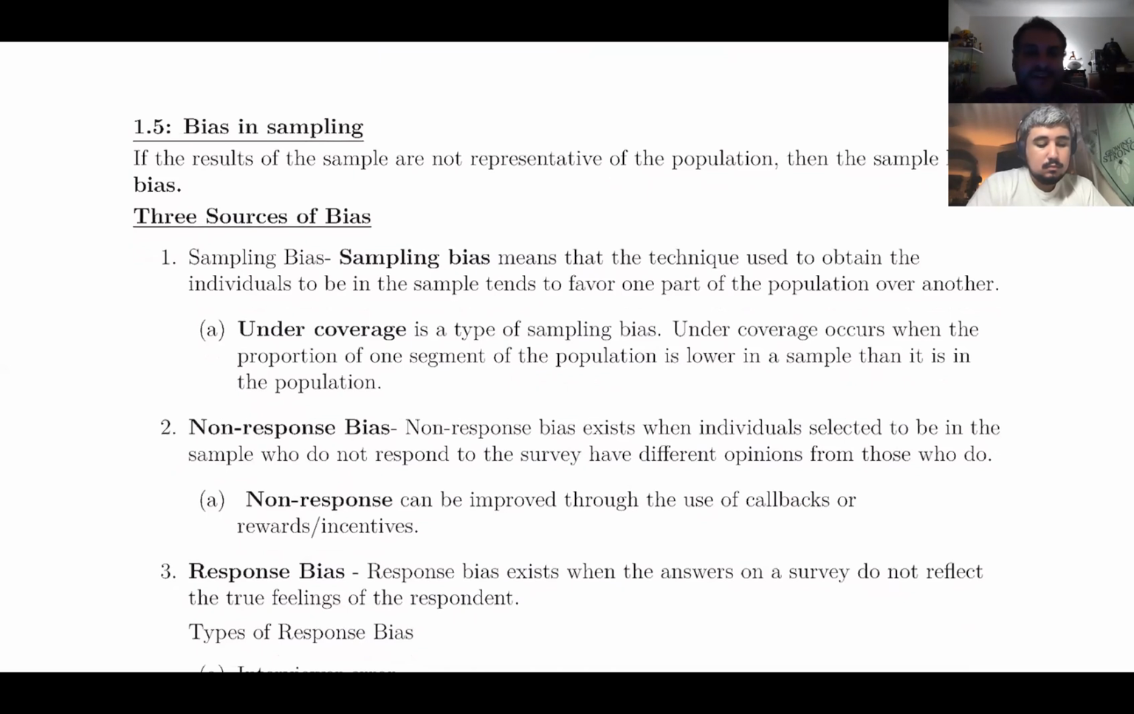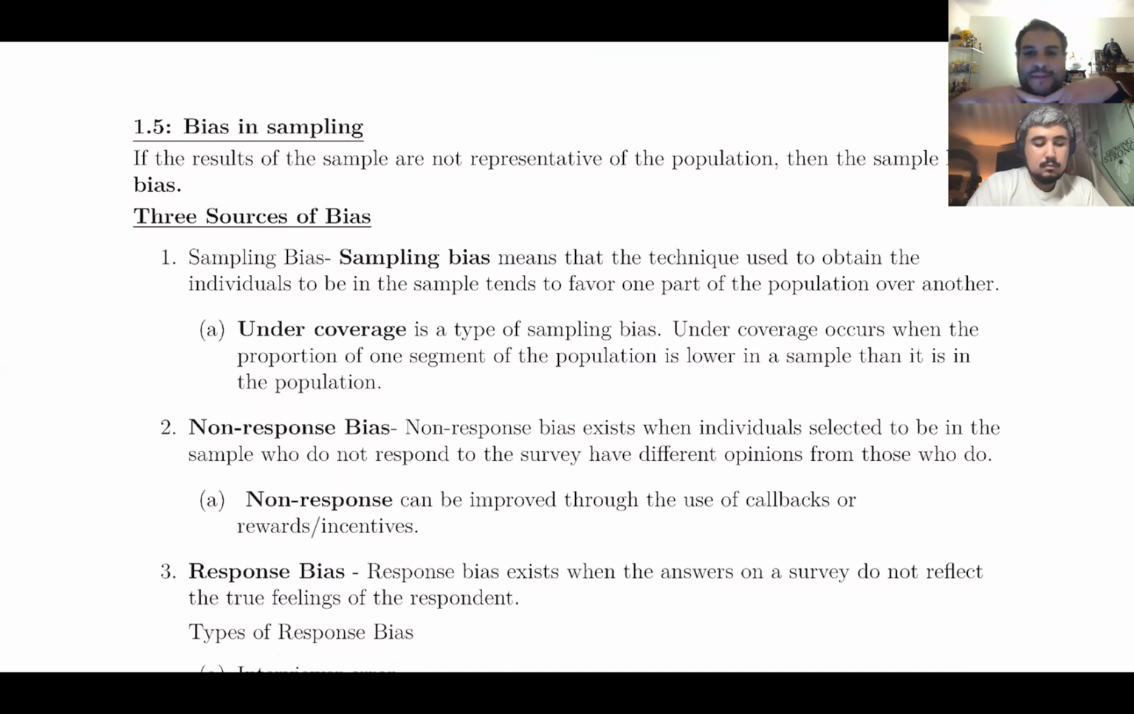All right, so let's go into this one. So 1.5, we're going to get into something called bias in sampling. When we talk about bias in sampling, it just means that the way we collect the data, there's going to be some natural bias in that data set. So the first thing is called sampling bias.